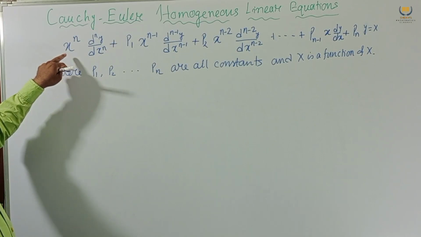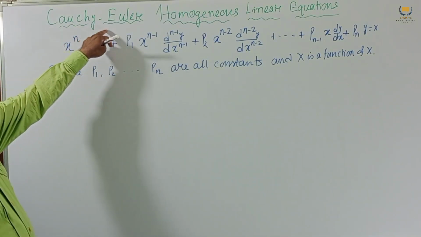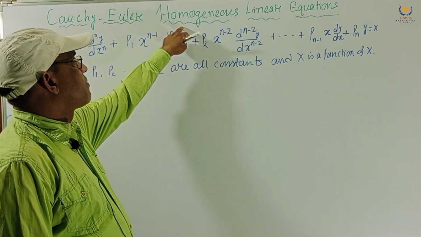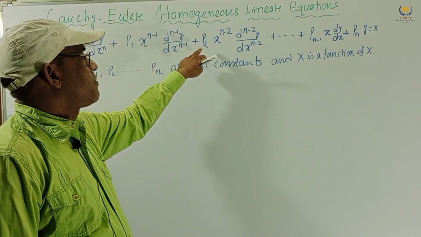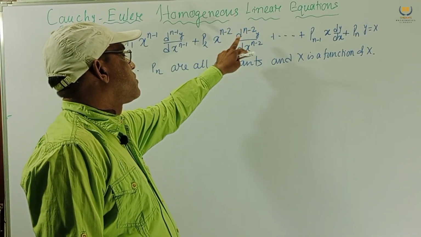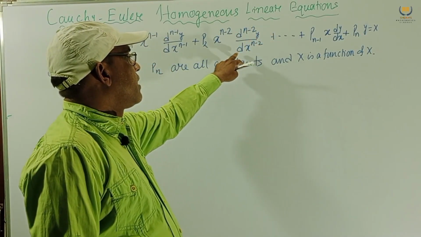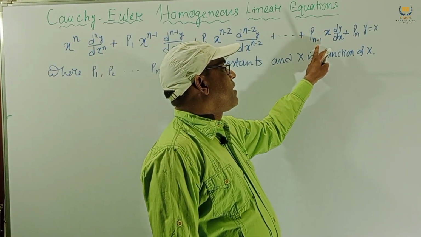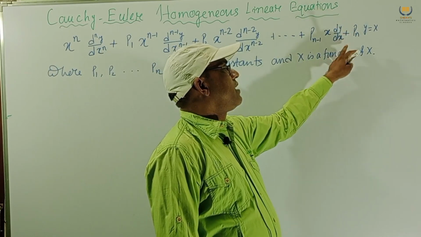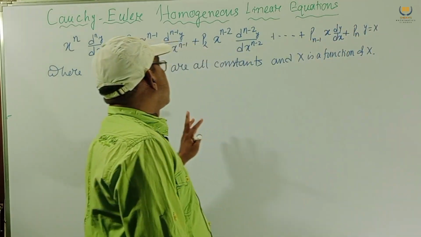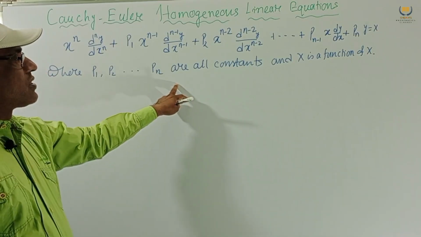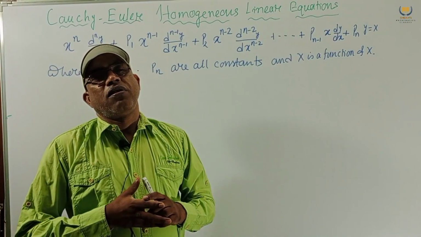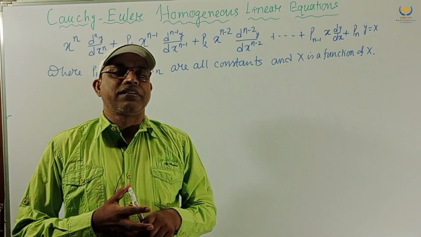The equation x^n d^n y/dx^n + p1 x^(n-1) d^(n-1) y/dx^(n-1) + p2 x^(n-2) d^(n-2) y/dx^(n-2) + ... + p(n-1) x dy/dx + pn y = X. Here p1, p2 and so on are called constants, and X is a function of x. This is called a homogeneous linear differential equation.